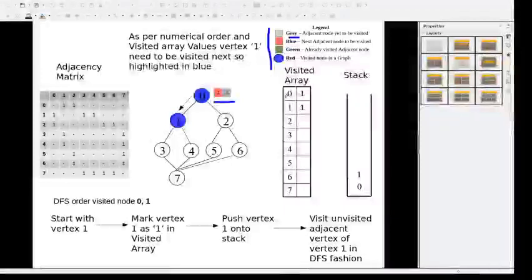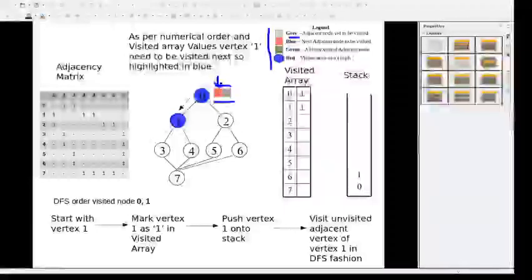In this case, 0 is already traversed, and the adjacent nodes for 0 are 1 and 2. As per the numeric order, these nodes are not alphabets, these nodes are numerals, so I am going to follow the numeric order, 0 to 9 in other words. So 0 is already visited. The next adjacent node that I should visit as per the numeric order should be 1, therefore I have marked this as blue. 2 is also an adjacent node, but it is not yet visited, therefore that cell is marked gray.